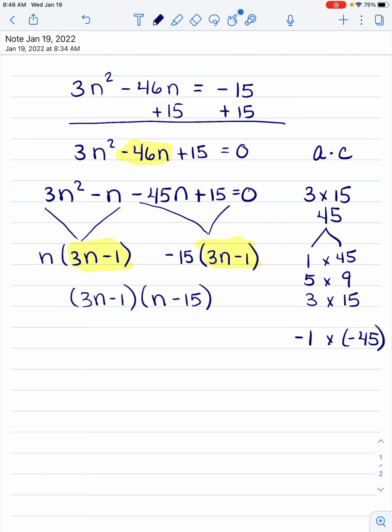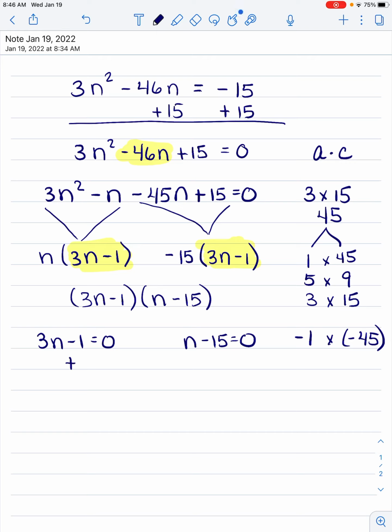And so here I have my two binomials, and I'm going to set each one to 0. So I have 3n minus 1 equals 0, and here I have n minus 15 equals 0. Why? Because I know that if one of these things is 0, 0 times anything is going to give me 0. So if I set one factor to 0, my whole equation is going to be 0. So let's solve each one of these.